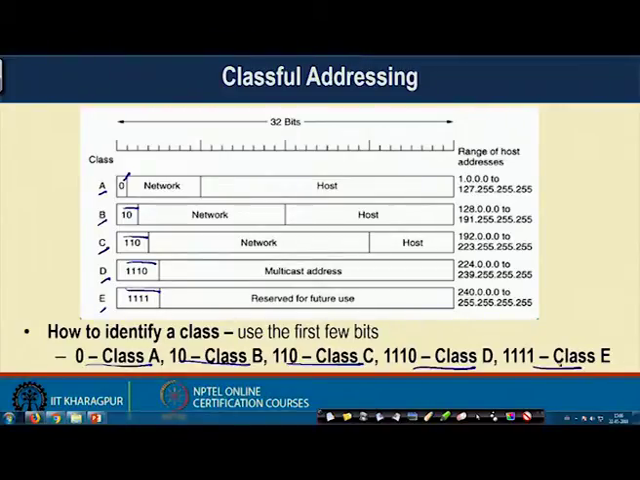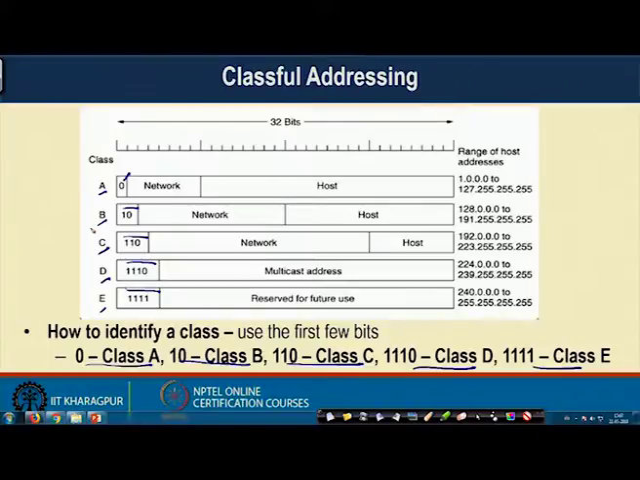Now, interestingly, you can see that none of these identifiers for a class is a proper prefix of another. So, whenever you scan this 32-bit stream, if you find that the first bit is 0, that means it is a class A address. If the first bit is 1, then you look into the second bit. If the second bit is 0, then it is a class B IP address.